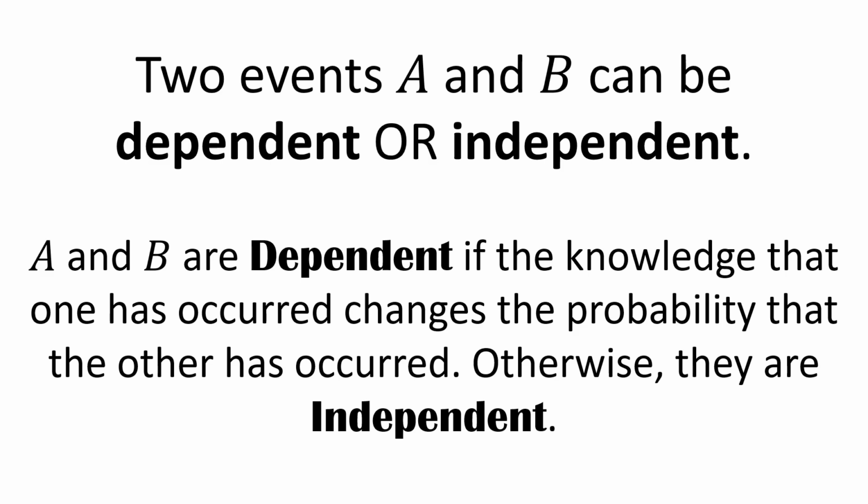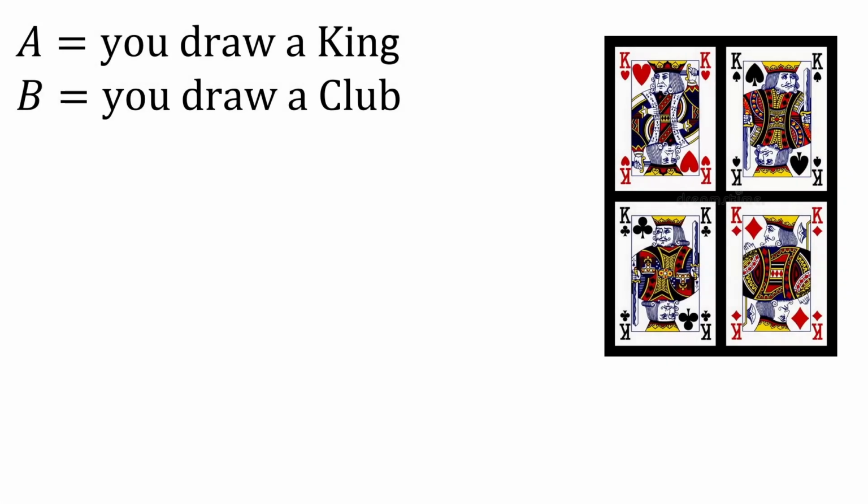So again, let's just look at the definition again and see if it makes more sense. A and B are dependent if the knowledge that one of those events has occurred changes the probability that the other has occurred. And otherwise, they're called independent. Let's look at another example. So here we have two events. Event A is you draw a king. Event B is you draw a club.